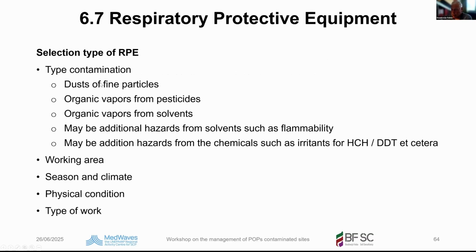Selection by type of contamination: dust or fine particles, organic vapor from pesticide, organic vapor from solvent, maybe additional hazard from solvents such as flammability, maybe additional hazard from chemicals such as irritants, for HCH and DDT, etc. So for the selection, also the working area, the season and climate, physical conditions, and the type of work all have to be taken into account.